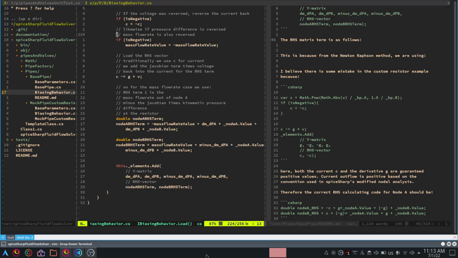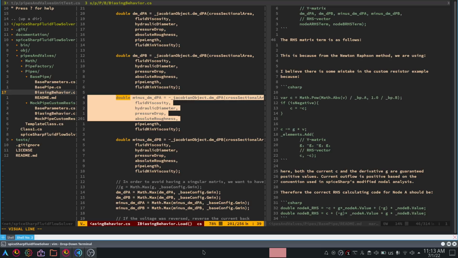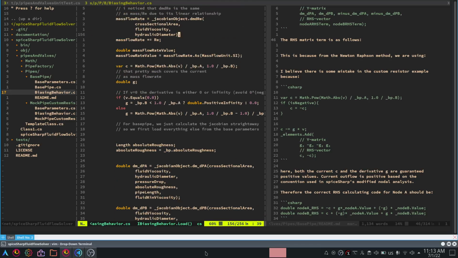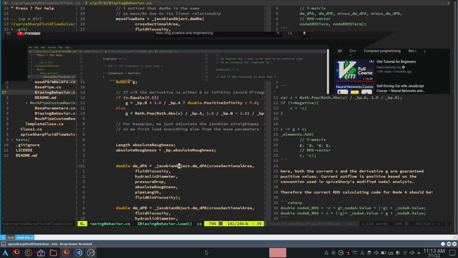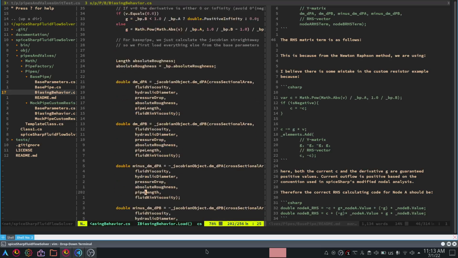And what do you actually feed into the object? We have things like cross-sectional area, fluid viscosity, hydraulic diameter, pressure drop, absolute roughness, pipe length, fluid kinematic viscosity, and so on and so forth. These are the important things that we are feeding into this function, and it's supposed to return us the appropriate partial derivatives. So that's how the code runs.